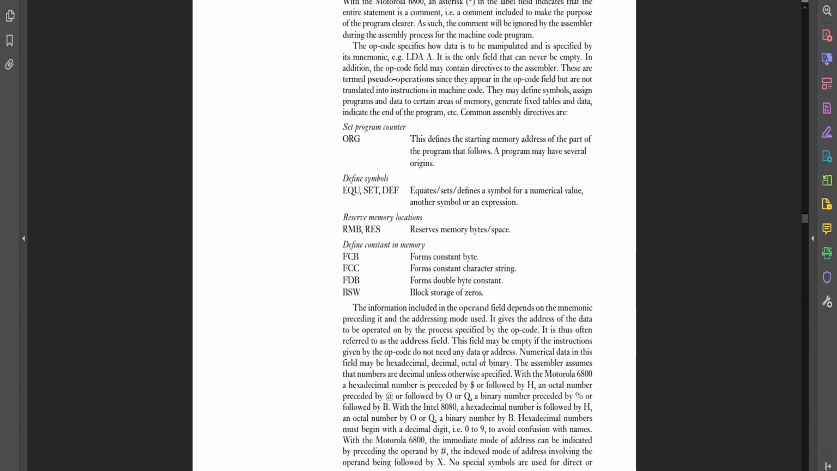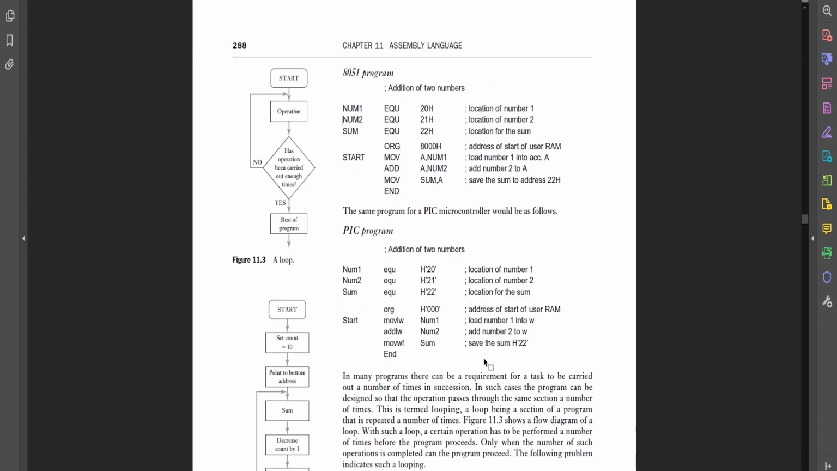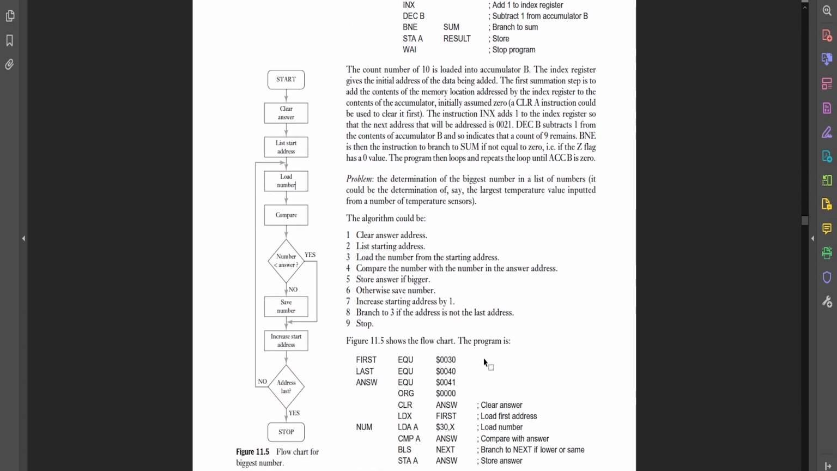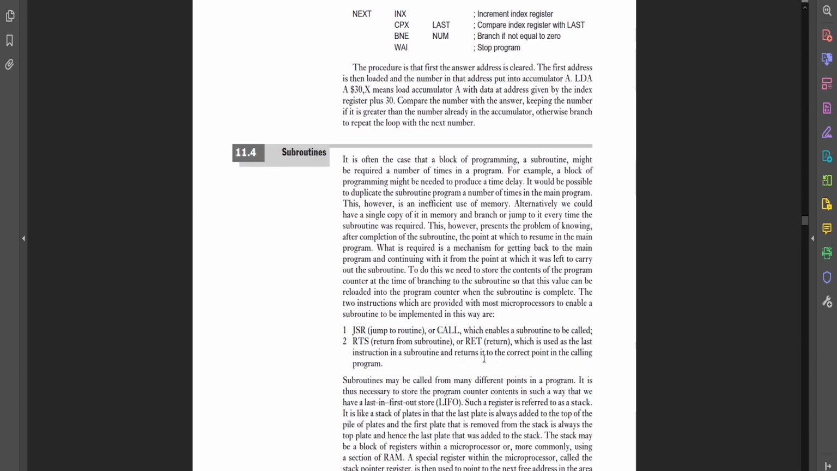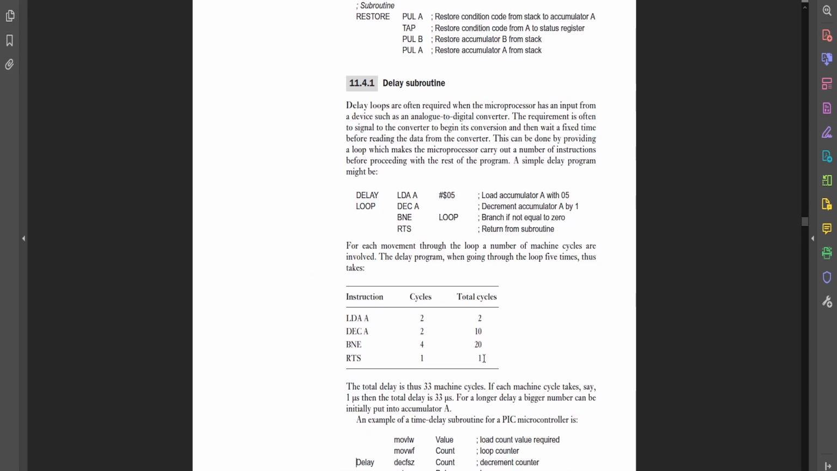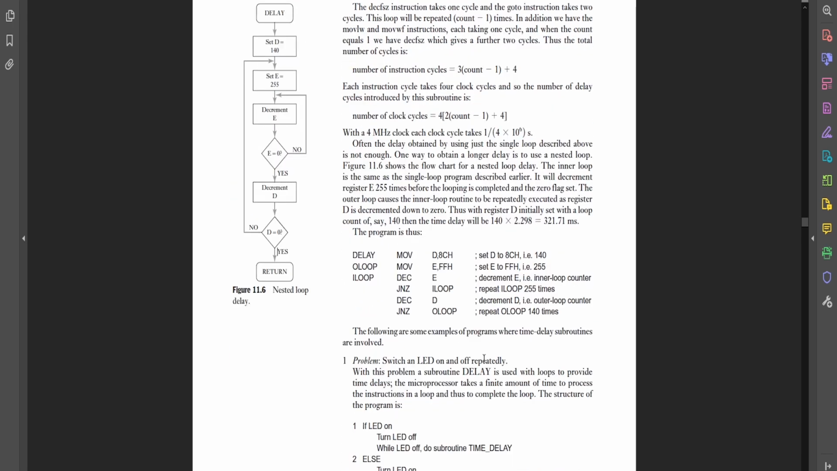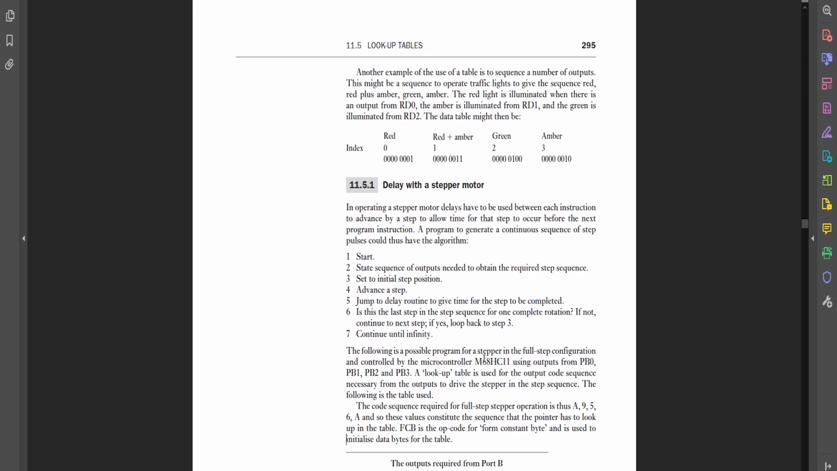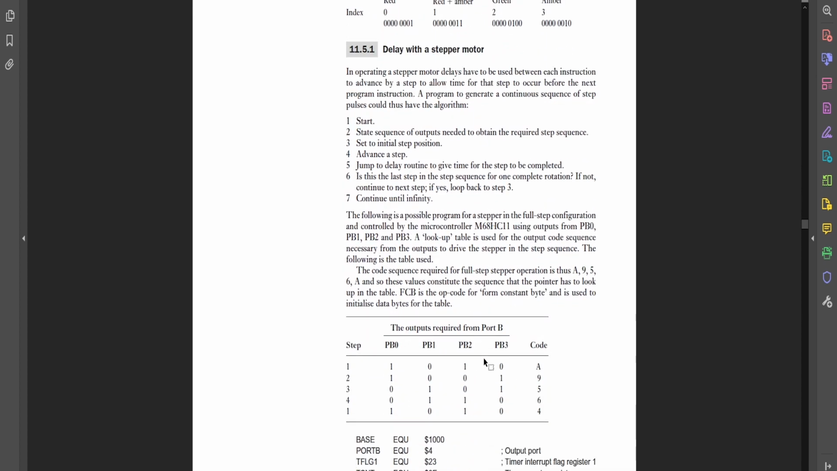So all of this is assembly programming. If you haven't done it before, you're going to look at this and say, what is all of this jargon? But assembly programming is not too hard actually. Subroutines, I'm comfortable with all of that. I'm comfortable with functions, loops, nested loops. I'm alright with that. Delay with a stepping motor.